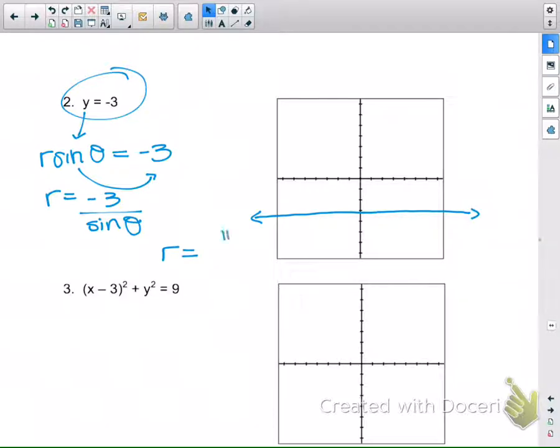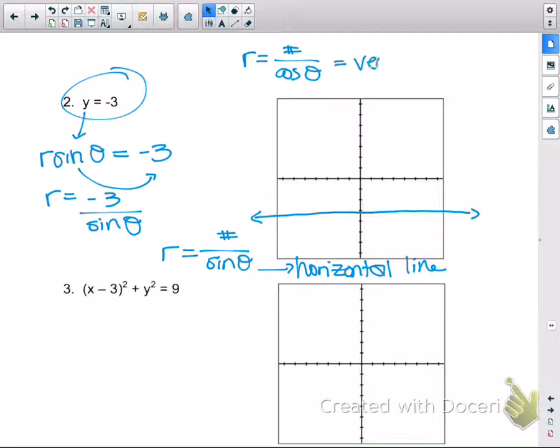So basic form, R equals a number divided by sine of theta is a horizontal line. Someone tell me, based off of that, what do you think a vertical line would look like? Cosine. Wow. R equals a number divided by cosine of theta is a vertical line, because cosine has to do with your x's and sine has to do with your y's.